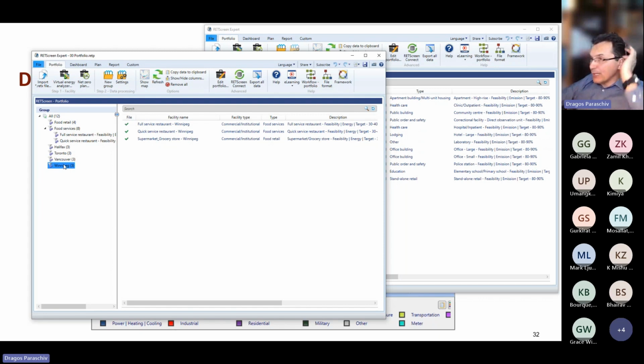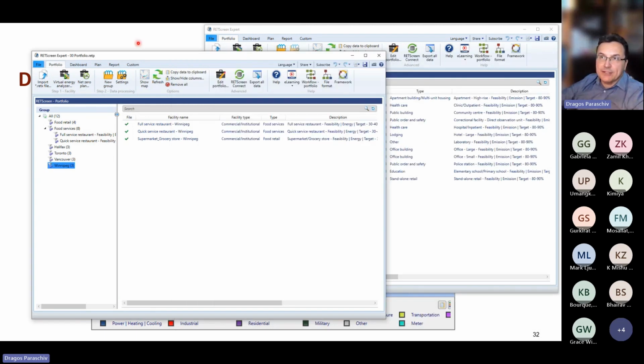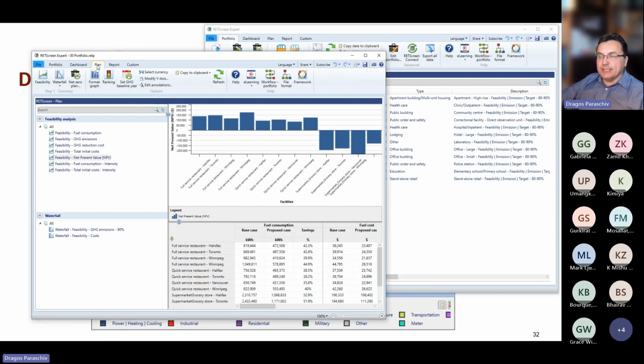And what we've done very quickly with these archetypes is create a net zero plan. That allows us to generate a plan based on what we have in the store and what needs to be done to get to net zero. We can use the template to generate these net zero plans, or in our case, we already have it. So I'm going to jump to the results here.